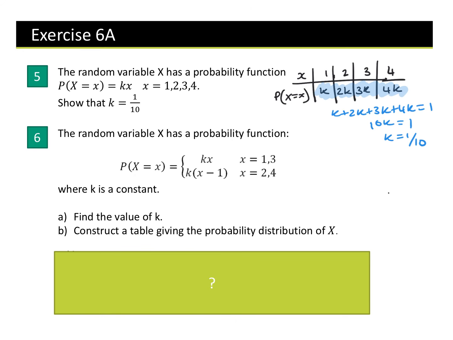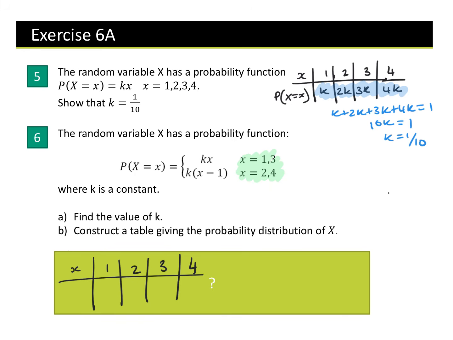Question 6. Now for this one again, it says find the value of k, but personally I would always construct a table. Write down what's inside and then find the values of k. So if I was to construct a table, we have our values of x. Now if I have a look at what my values of x are, here they are. So my x is 1, 2, 3 or 4. Okay?